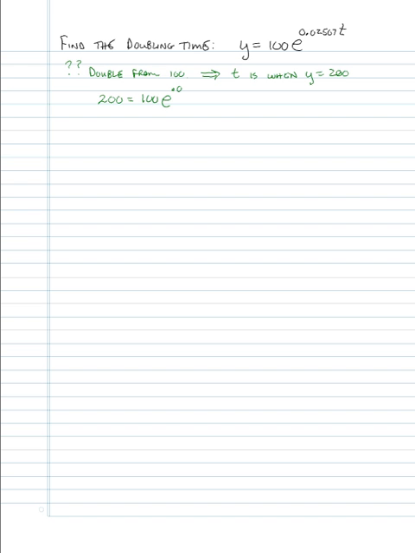Sometimes I have a hard time speaking and writing at the same time. Okay, so that's what we need to solve, so we divide on both sides by 100, and we would end up with this. And then we take the natural log of both sides. Of course, 200 divided by 100 is just 2, isn't it?